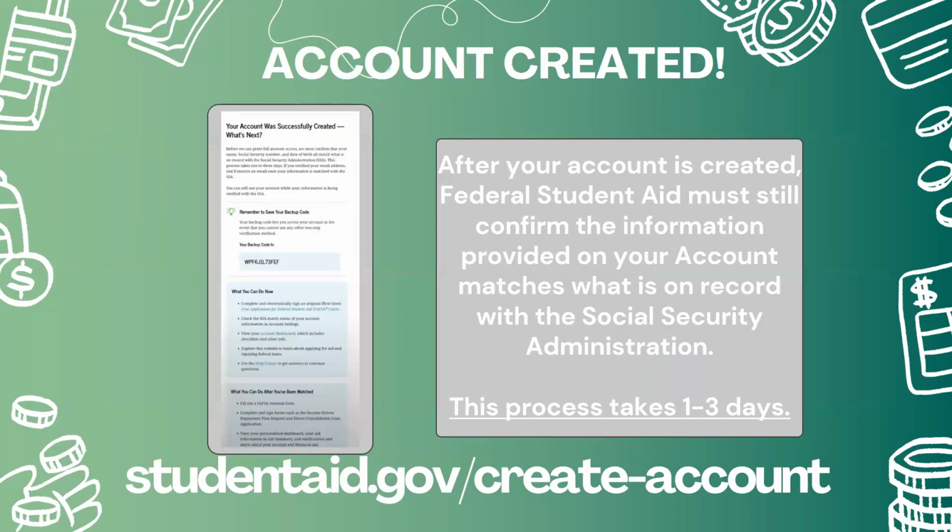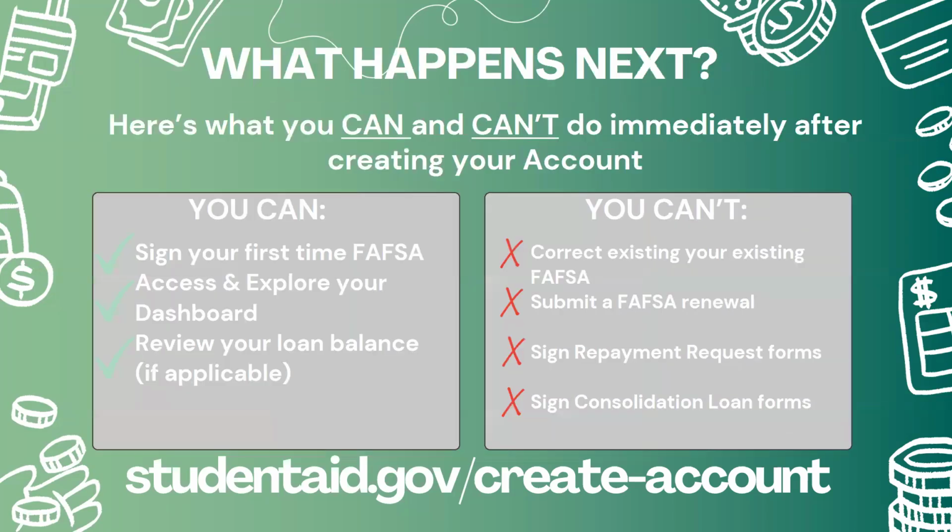After creating your account, you can start your FAFSA, or you will need to wait 3 business days for additional verification based on the information provided. During that verification process, there are other things you can and cannot do in your newly created account.